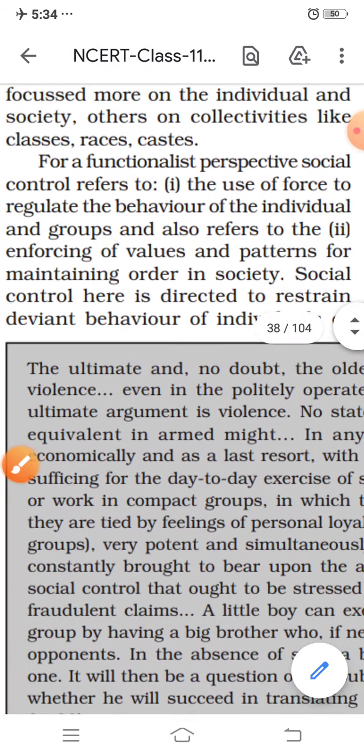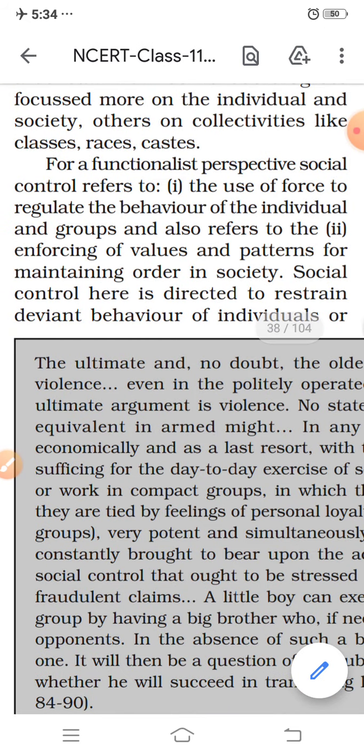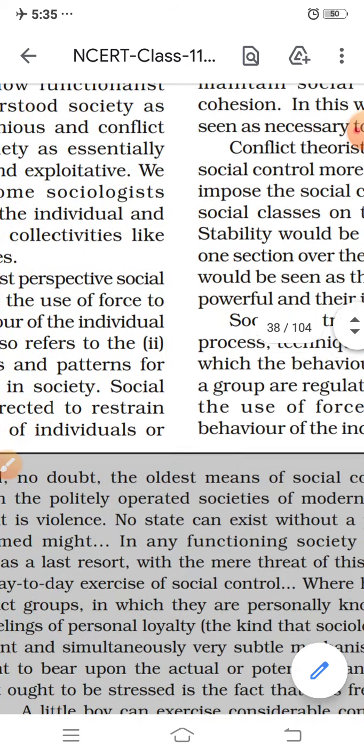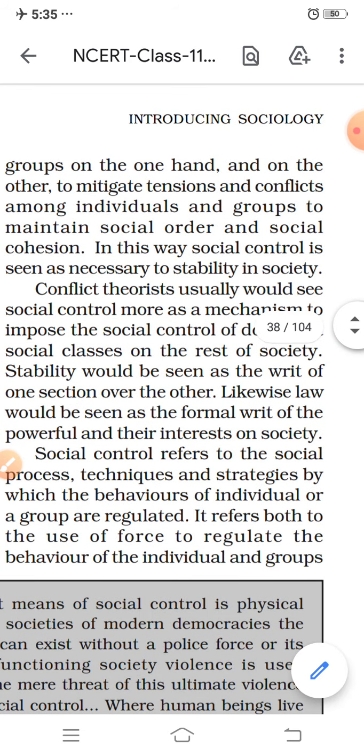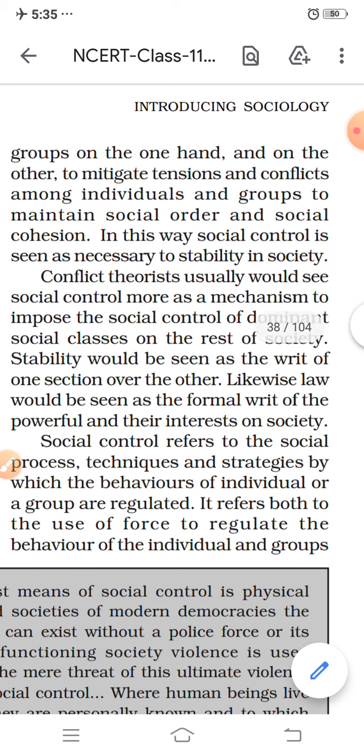The functionalist perspective refers to the use of force to regulate behavior of individuals and groups, and also refers to enforcing values and patterns for maintaining order in society. Social control directs or restrains deviant behavior of individuals or groups on the one hand, and on the other hand mitigates tension and conflicts among individuals and groups to maintain social order and social cohesion.